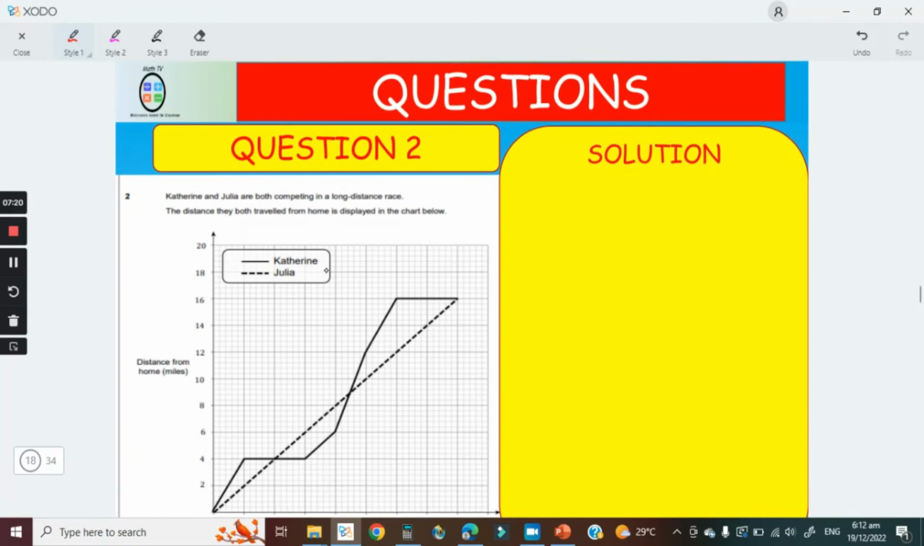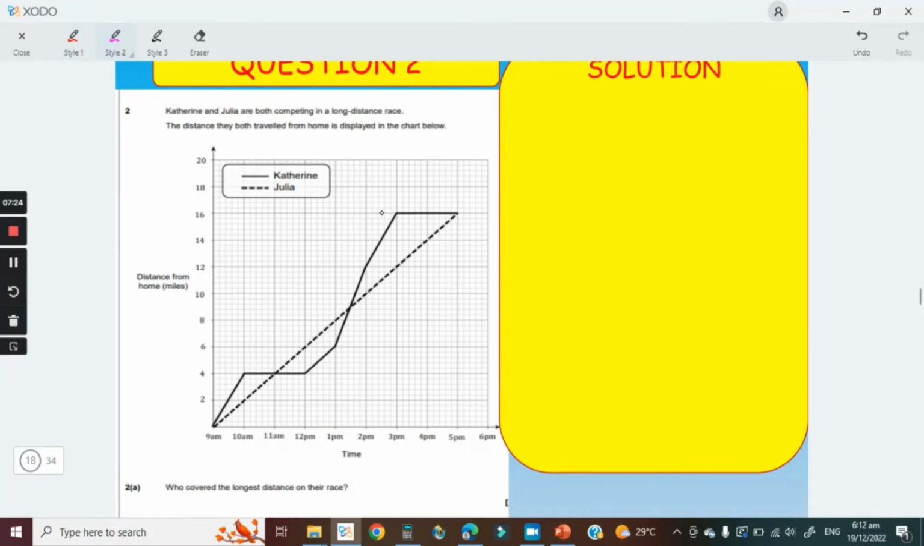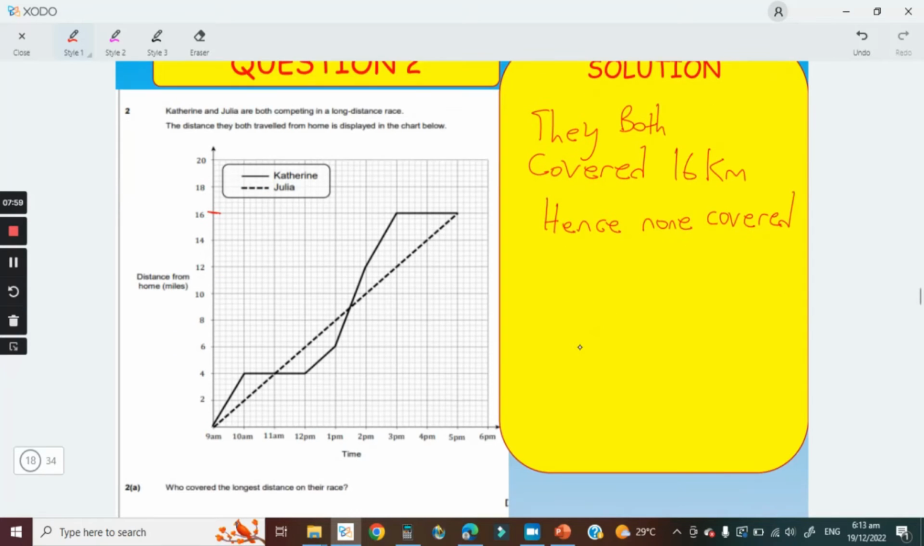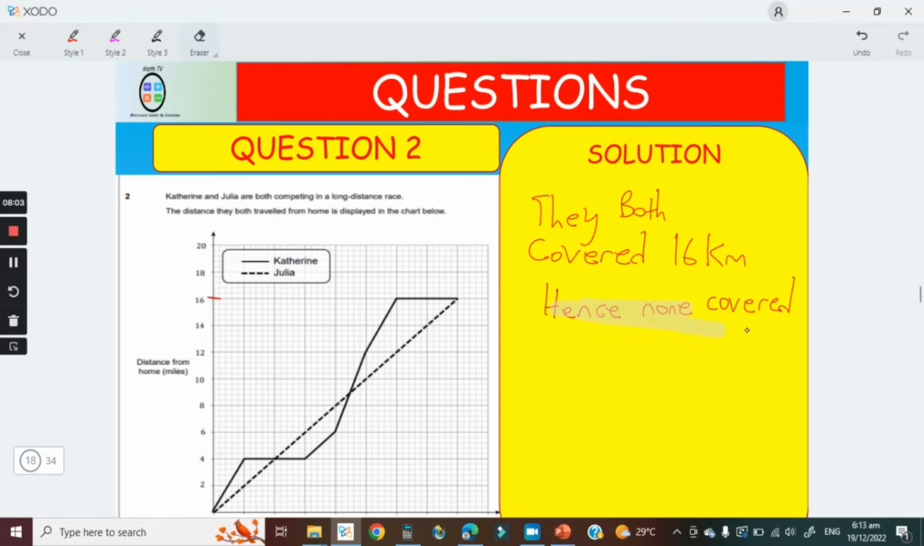Alright, let's go. Now, as you pause the video, I hope you have written an answer. Now, who traveled the longer distance? None of them, look. So, the dotted line is for Julia. Julia covered how much distance? 16 kilometers. And then the continuous line is for who? That's for Catherine. And Catherine covered what? 16 kilometers. So, they both covered 16 kilometers. Hence, none covered more. Alright, my grammar is not the best. I'll leave it at that. They both covered 16 kilometers, so they covered the same distance.